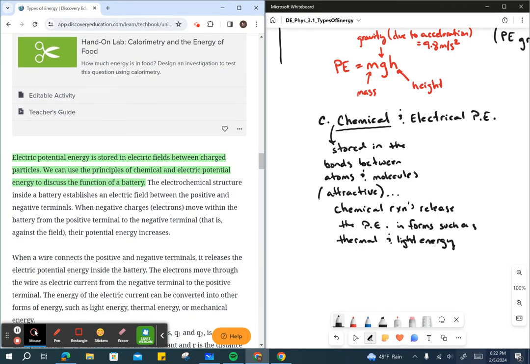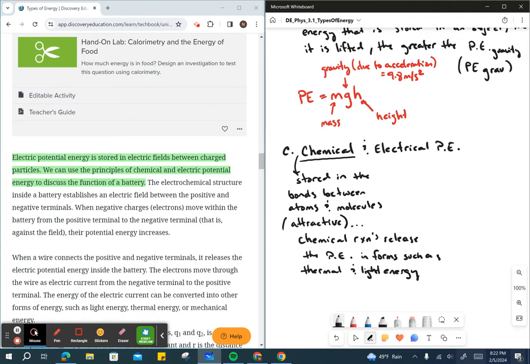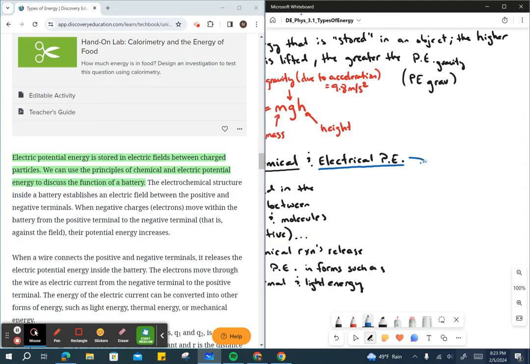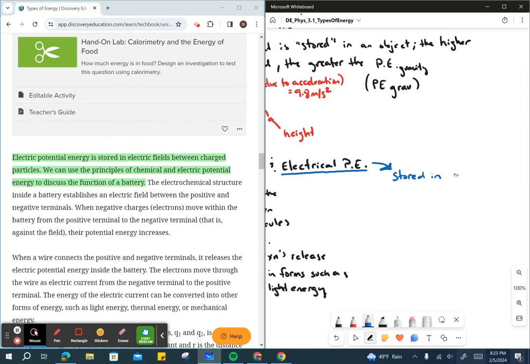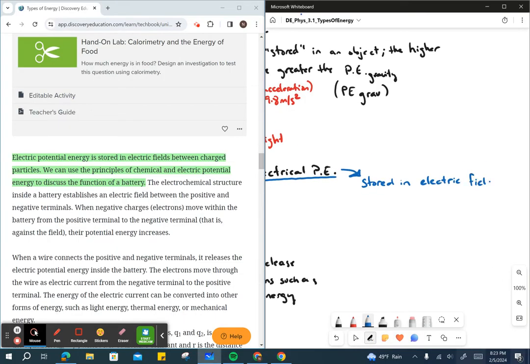Now, electrical potential energy is a little different. It's stored in electric fields between charged particles. Okay. So let's just use a different color here. And we'll just say that it's stored in electric fields between charged particles.